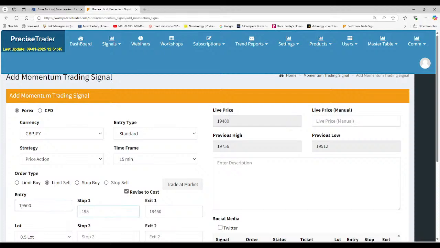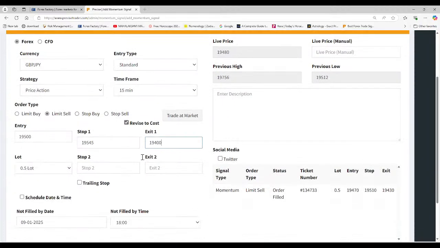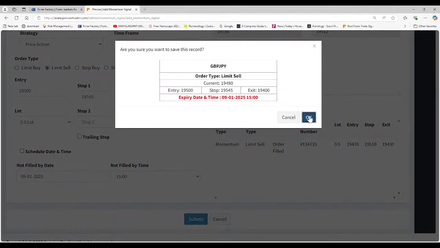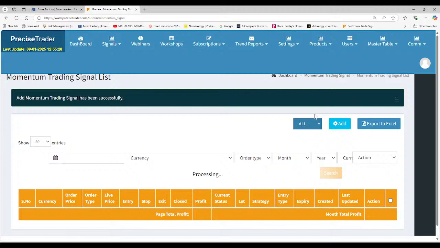At 195, I want to put a stop at 45, above 45 or 50, and exit at 94 or 93.85. We will give 2 hours for this trade. Then maybe we can go for one more sell trade. We are going to go for triple entry on this. So here we close at 94.